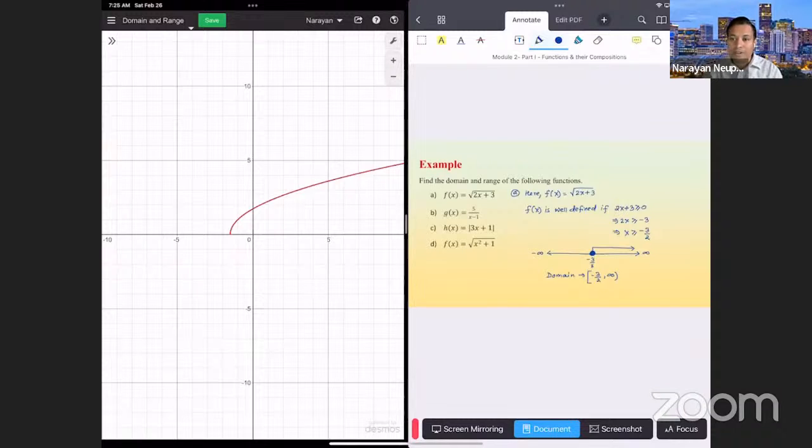Can you see my split screen? After you are done with this writing, you should sketch that graph so that you understand that the domain is from -3/2 up to infinity. If you have any question on this first example, part A, where we find the domain of the square root function, you can ask me now. If not, we'll move on to the second one.